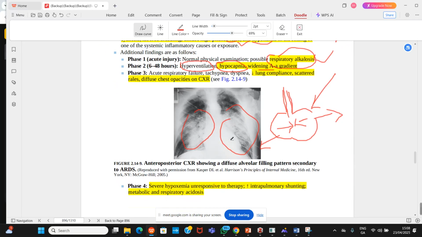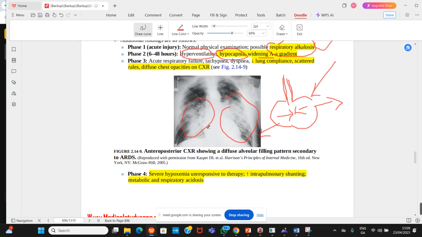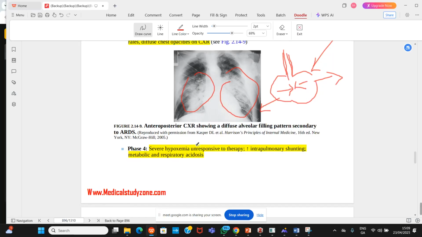So phase 3, acute respiratory failure, dyspnea, scattered rales, blah, blah, opacity in the X-ray. We don't need to cram the phases. Nobody is going to be asking us the phases. So what are we going to see on the X-ray? We see the bilateral opacity. You can see this bilateral opacity has a very high index of suspicion for ARDS. Once you are seeing bilateral opacity in somebody, think about ARDS, number one. So to get to the point that there's going to be severe hypoxemia, you give oxygen, it's not going to respond. So you can say that there's already intrapulmonary shunting happening.